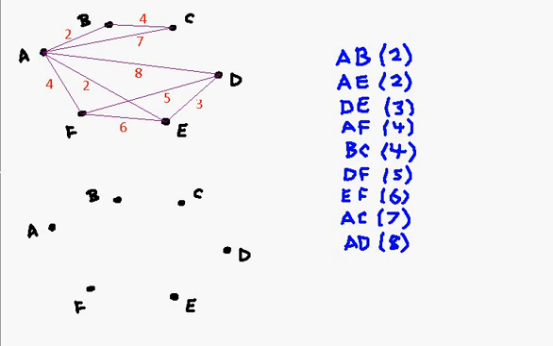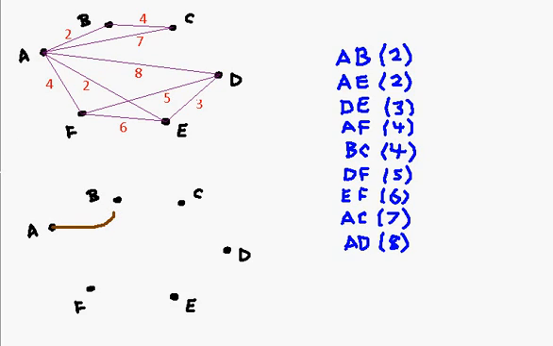Okay, so how this works is I look through my list starting from the very top, and I choose each edge in turn unless choosing that edge would create a cycle. And I wouldn't go on choosing edges if all of my vertices are connected. So the first one I'm going to look at is AB, 2. Okay, so that's the first one I'm going to have.